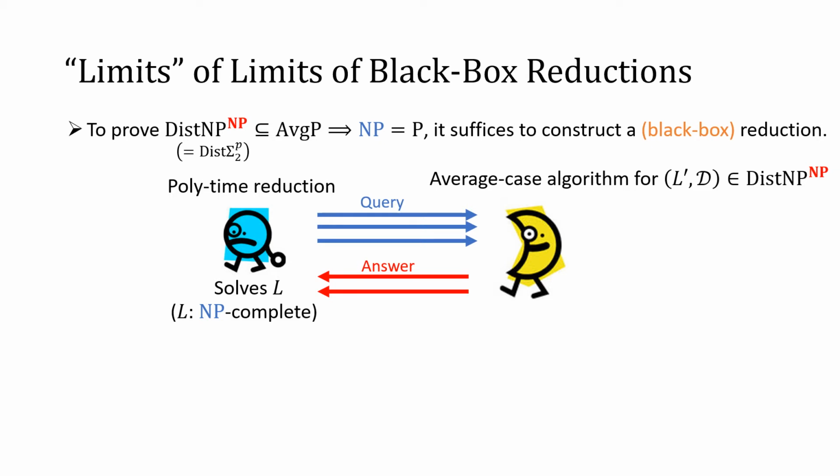So the goal now is to prove that, assuming that PH is easy on average, let's say the second level of the polynomial time hierarchy is easy on average, we would like to show that NP is easy in the worst case sense. Now, in order to prove that, if we can prove a reduction that looks as follows, we can prove this implication. We would like to design a polynomial time reduction that solves some NP complete problem that makes a bunch of queries to an average case algorithm that solves some distributional NP to the NP problem.